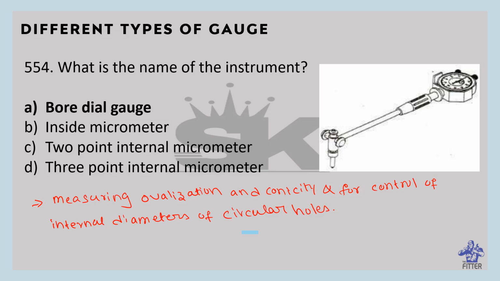The least count of the bore dial gauge is 0.02 or 0.01 mm. Bore gauge is a tool that is unique to the process of accurately measuring holes.